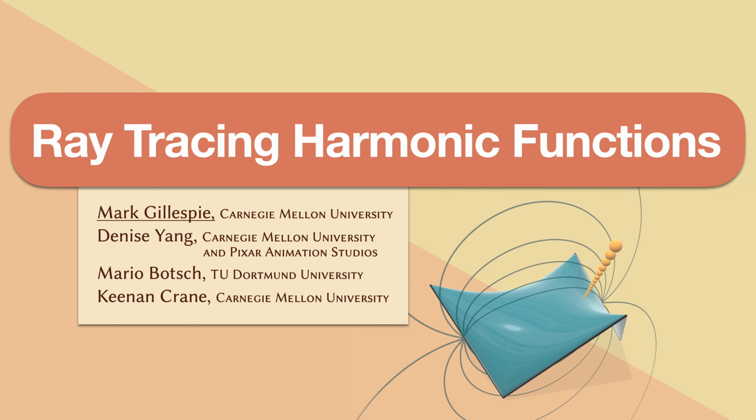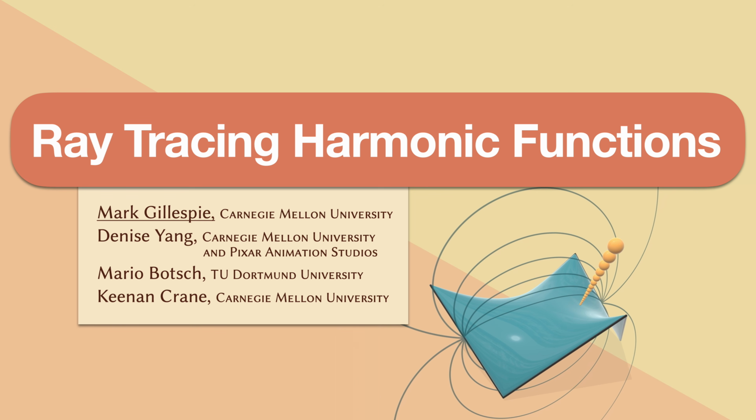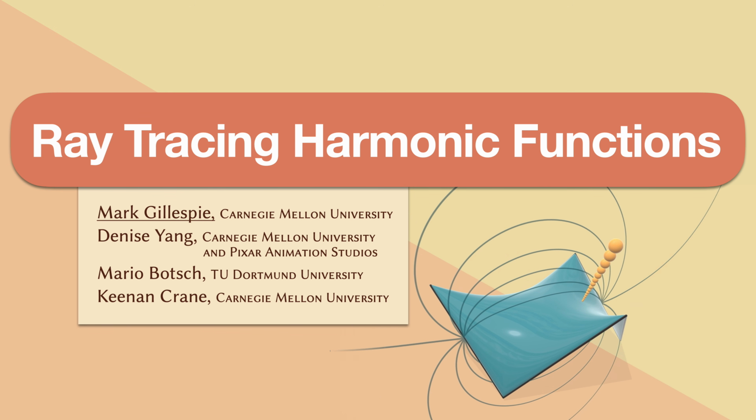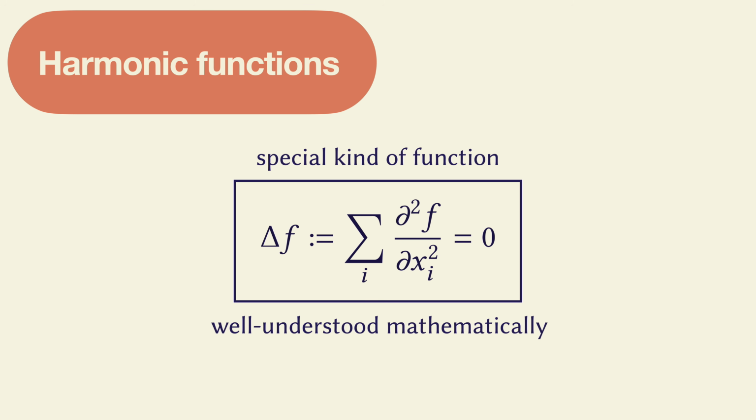Today, I'll tell you about a project where we used some special properties of harmonic functions to design an algorithm for ray tracing a new class of surfaces. Formally, a function is called harmonic if the sum of its second derivatives is equal to 0, but the details don't matter too much for us today. You should just know that harmonic functions are a special kind of function which are very well understood mathematically.